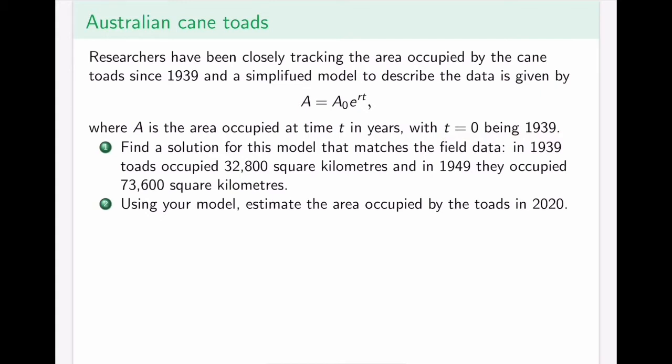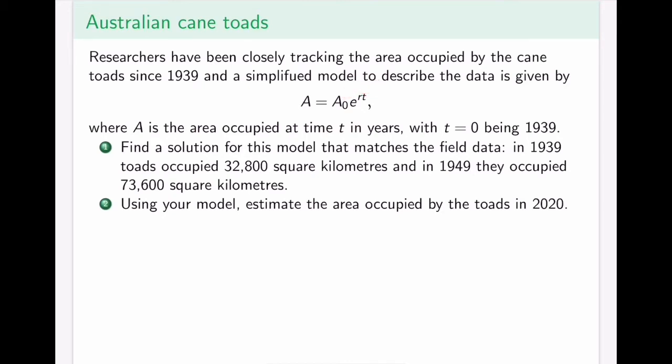So the first question is, I have two pieces of information. In 1939, they occupied 35,800 square kilometers, and in 1949, they occupied 73,600 square kilometers. I would like to find what we call a solution to this model, which really means finding the unknowns, which in this case are the initial population and the growth/decay constant.